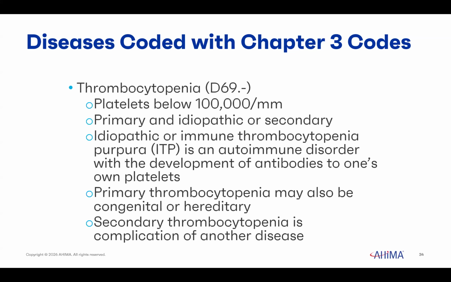The global term thrombocytopenia is the term that's applied for low platelets. It can either be primary or idiopathic, meaning we don't know exactly what's causing it, or secondary to something else. Idiopathic or immune thrombocytopenia, or ITP, is an autoimmune disorder with the development of antibodies to one's own platelets. Primary thrombocytopenia may also be either congenital or hereditary. And of course, secondary thrombocytopenia is a complication of another disease.